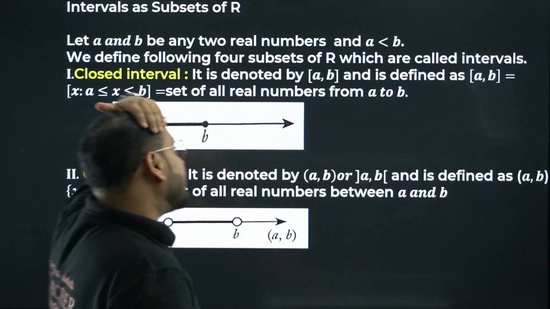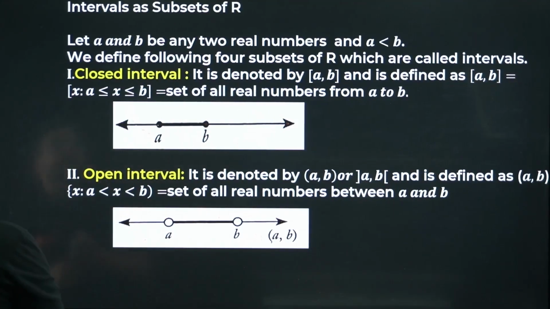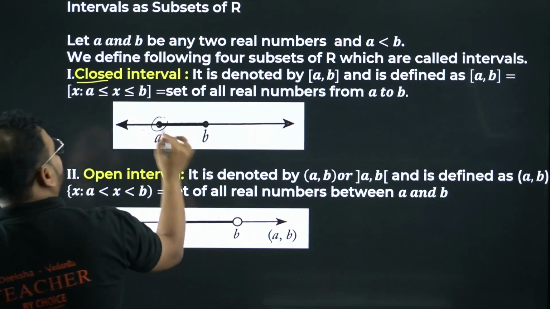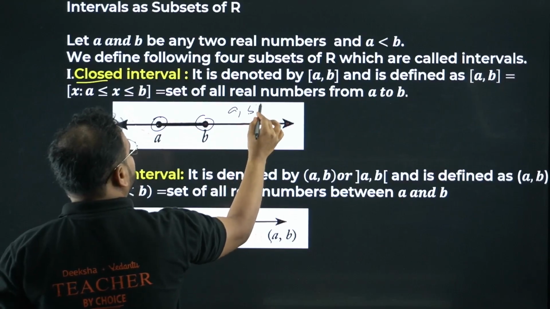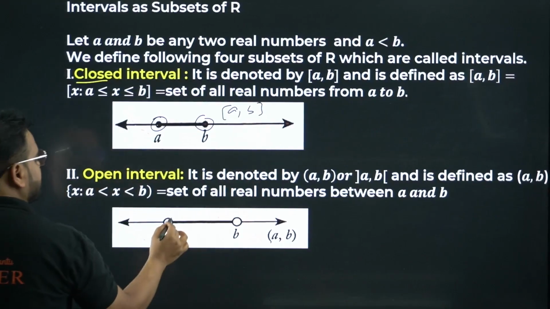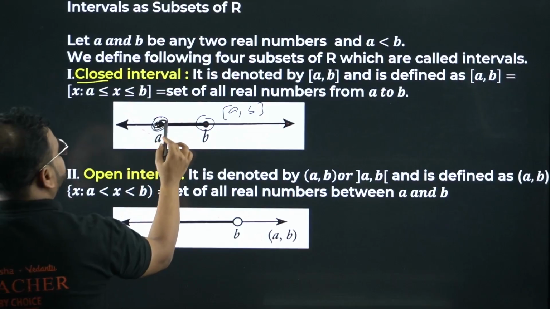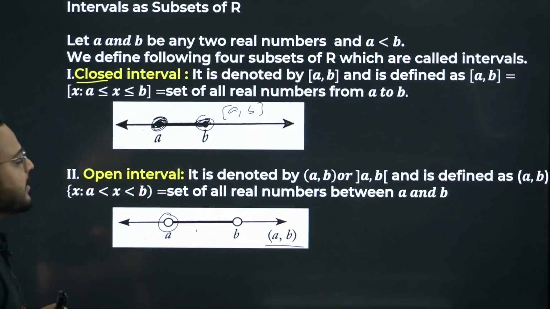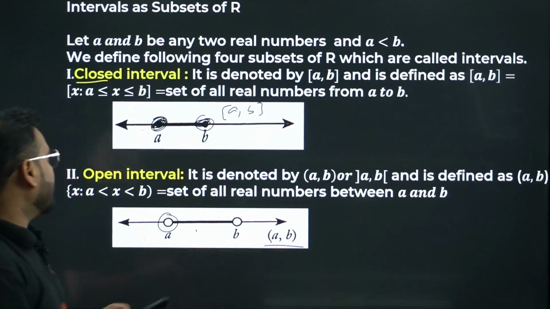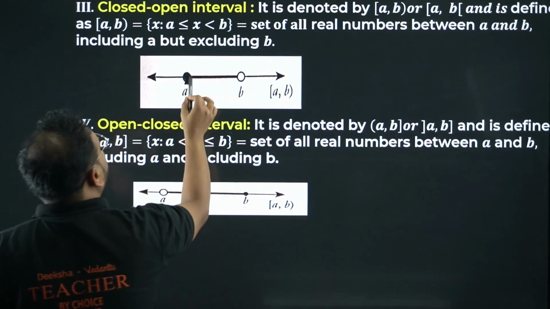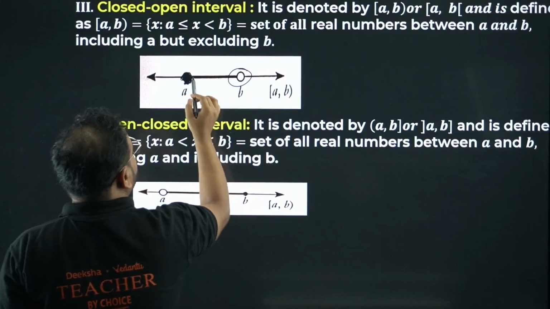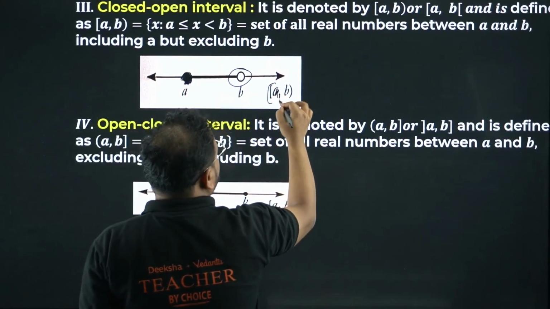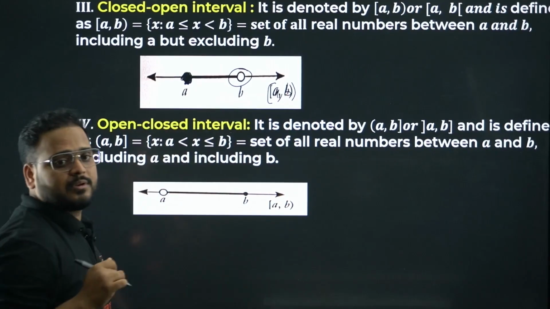So intervals, if you check intervals of subsets of R. A closed interval means we write this as [A, B], with A and B included. This will be closed. An open interval means A and B are written open; we don't include A and B in the case of an open interval. Closed-open means this part is closed and this part is open. Here A is closed, B is open.